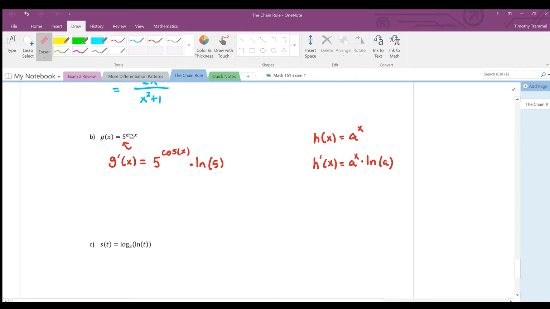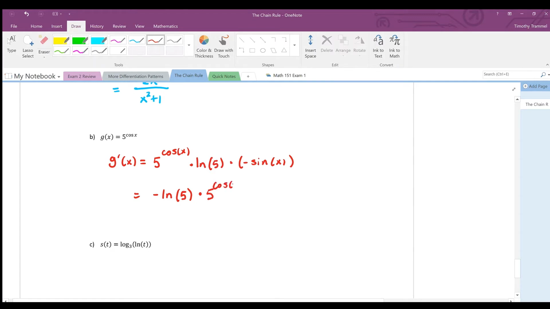Now, we haven't taken the derivative of the inside function yet, which is cosine of x. And if we take the derivative of cosine of x, we're going to get minus sine of x. So I'm going to just attach that here, times minus sine of x. And there's not really going to be a best way to write this. Maybe we'll put the minus natural log of 5 up front, since it's constant. And then we have times our 5 to the cosine of x and times sine of x.